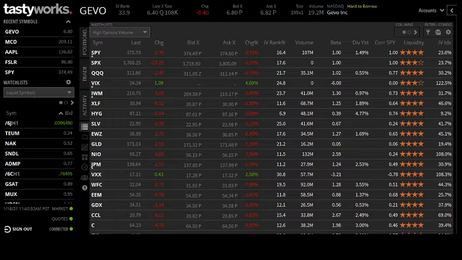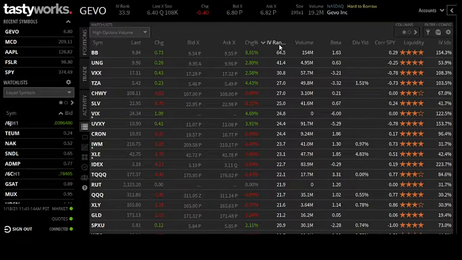I peeped at a chart real quick. It looks bad. Looks super extended, then dropped heavy. Tasty has a bunch of pre-made watch lists. This is where I get a lot of my stuff too, because everything's really volatile and really liquid when they have theirs.